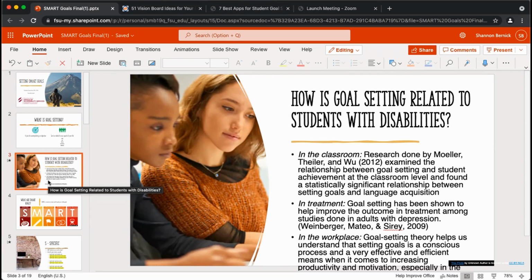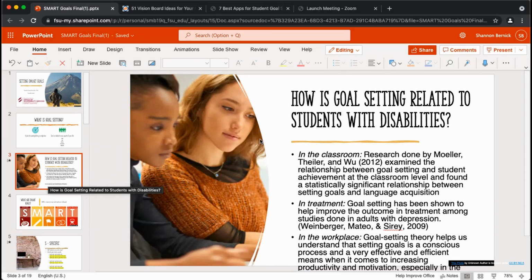Of course, students with disabilities often are in treatment programs to help mediate the symptoms of their diagnosis. And goal setting has also been studied in a treatment setting. And it has been shown specifically to improve the outcome among adults with depression. And this is just one example of research that's been done on goal setting in terms of treatment. So I encourage you to do some research related to your disability to see how setting goals can impact you in terms of a treatment setting.